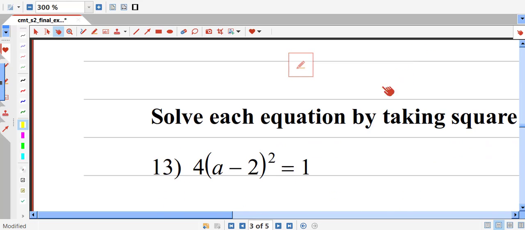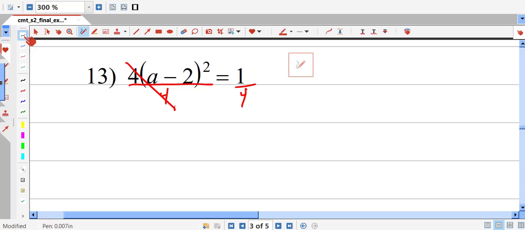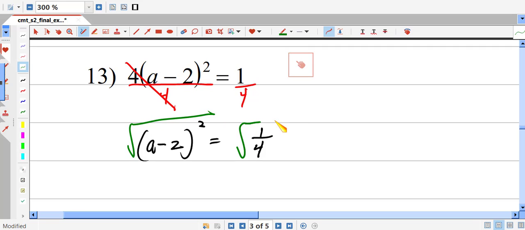Okay, next, solve another one, solve by taking square roots. So I'm going to divide by 4, and that's going to give me a minus 2 squared equals 1/4. Now I'm going to do the reverse operation of squaring, and that would be taking the square root. I get a minus 2 equals, now, I can't forget the plus minus.